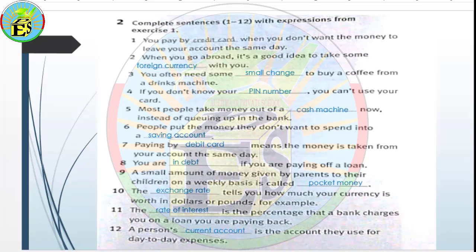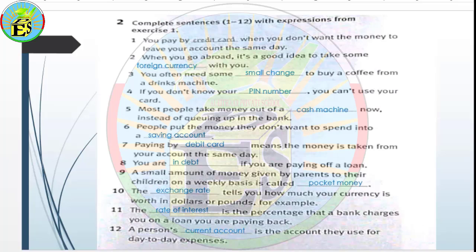7. Paying by debit card means the money is taken from your account the same day. Number 8. You are in debt if you are paying off a loan. Number 9. A small amount of money given by parents to their children on a weekly basis is called pocket money. Number 10. The exchange rate tells you how much your currency is worth in dollars or pounds, for example.